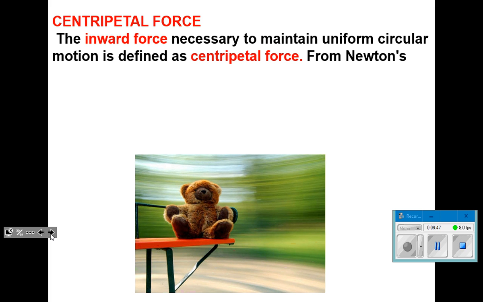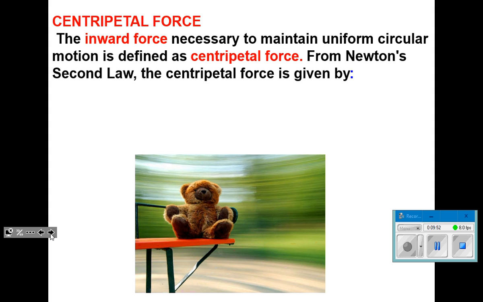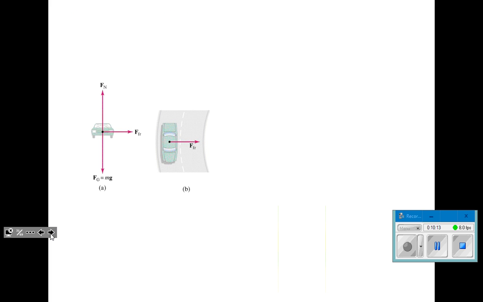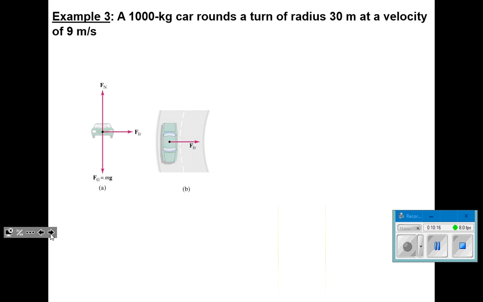All right, so let's talk a little bit about centripetal force. Centripetal force is an inward force, remember, to maintain uniform circular motion. It is from Newton's second law, so F equals ma, but since we're talking about centripetal force, we can substitute in the formula for centripetal acceleration, so we would have F equals mv squared over r. Either one of those works, because a force is a force is a force, and we're using Newton's second law. And remember always that the acceleration and the force are vectors, so they're always in the same direction.